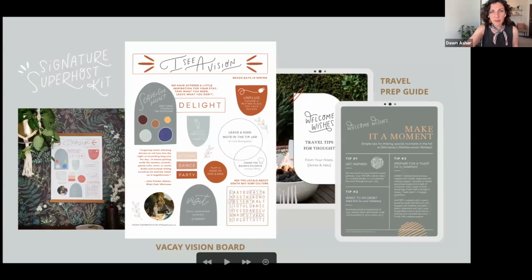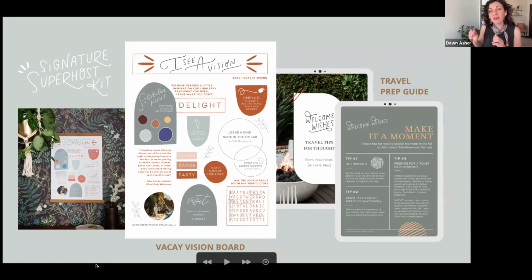Now, here are a couple examples of that kit. Remember, I said it's made of 6 components. Here are a couple. One is a vacation vision board. So imagine this hung up on your wall. It's essentially an inspiration point for your guests. It's everything from local recommendations to inviting them to enjoy a color palette scavenger hunt to engage with their outdoor experience in a different way. It's prompting your guests to notice more details and get the most out of their experience. That's a vacation vision board.